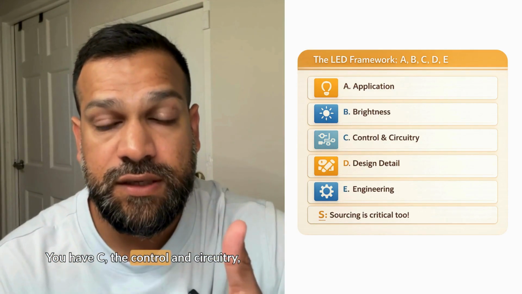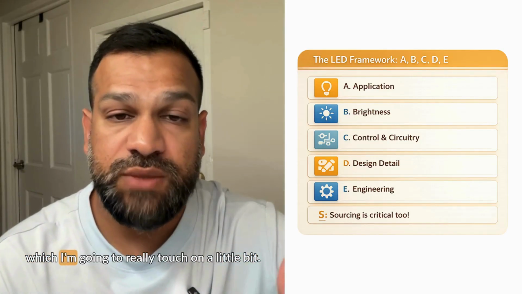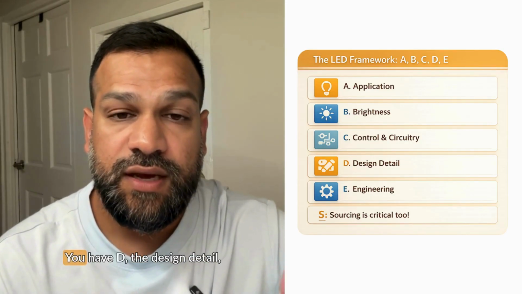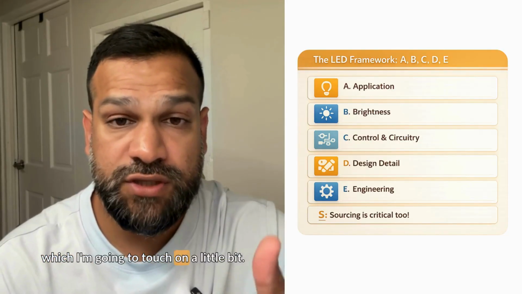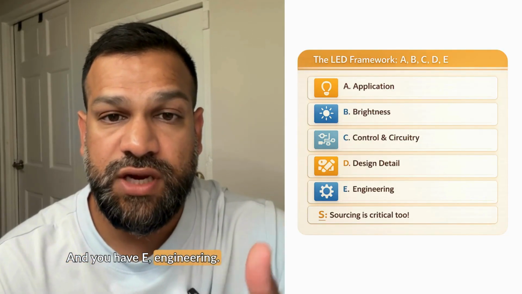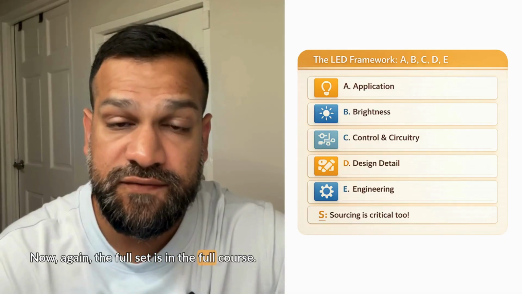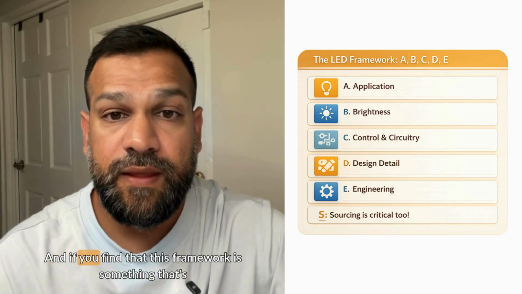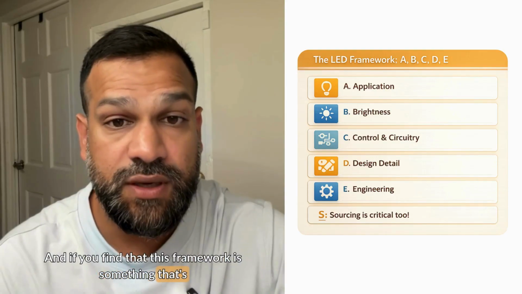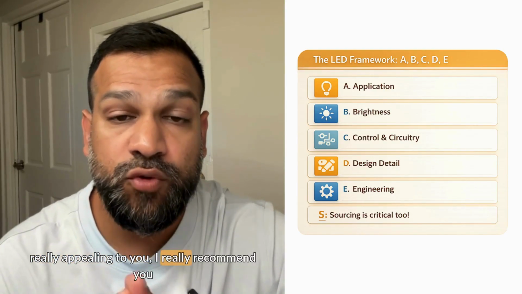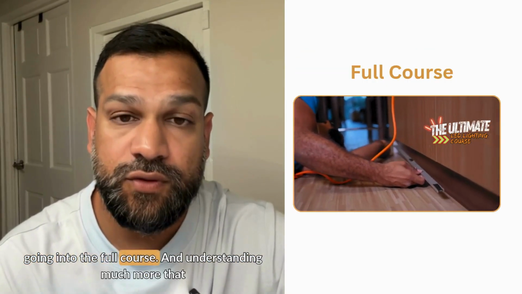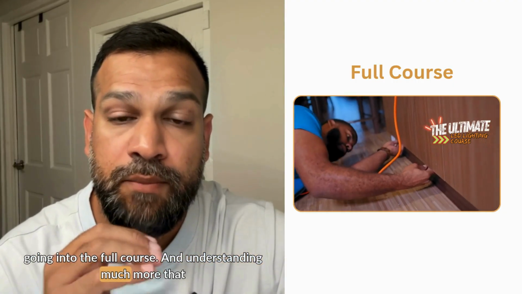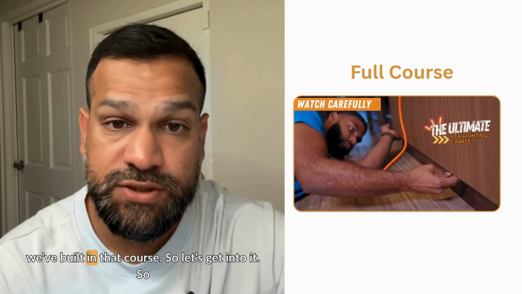You have C, the control and circuitry, which I'm going to really touch on a little bit. You have D, the design detail, which I'm going to touch on a little bit. And you have E, engineering. Now, again, the full set is in the full course. And if you find that this framework is something that's really appealing to you, I really recommend you going into the full course and understanding much more that we've built in that course.